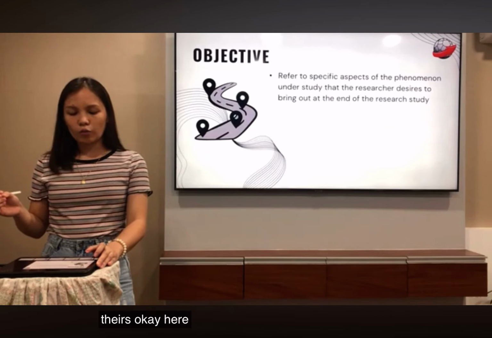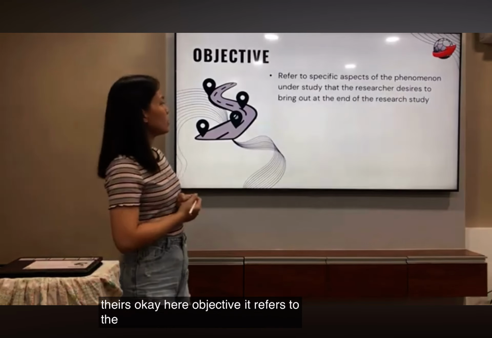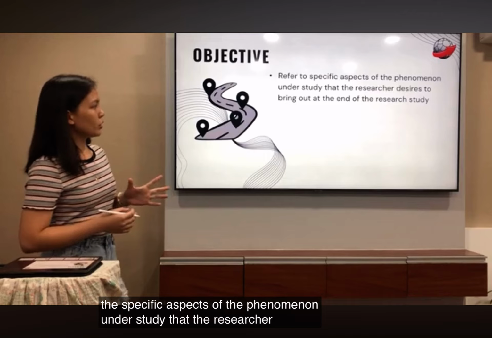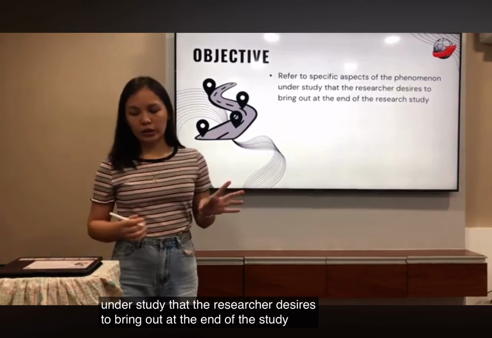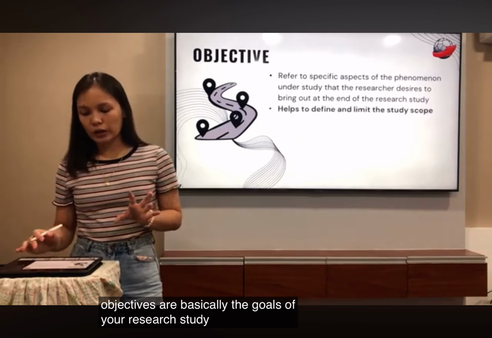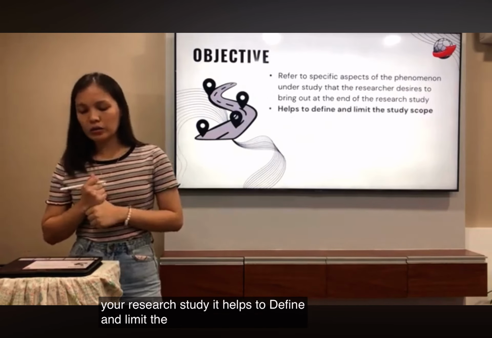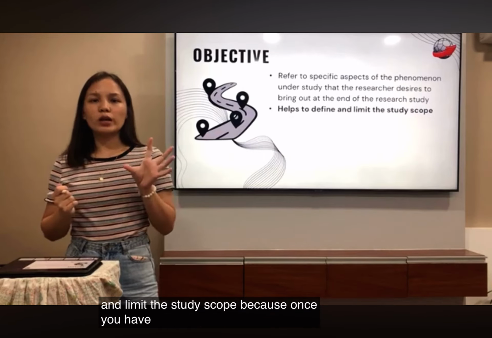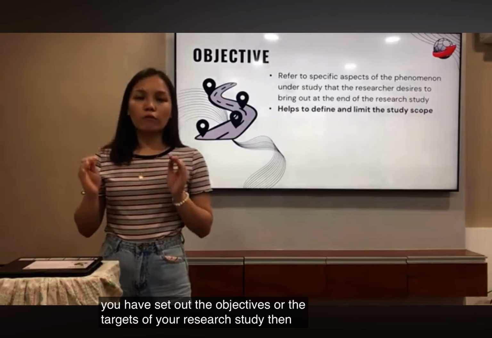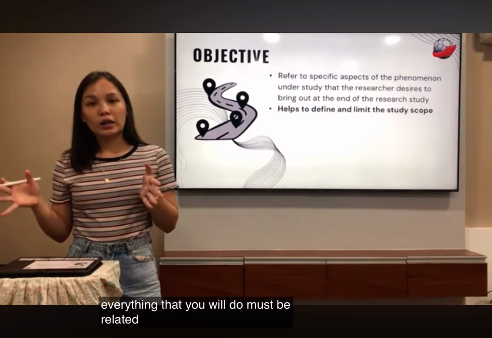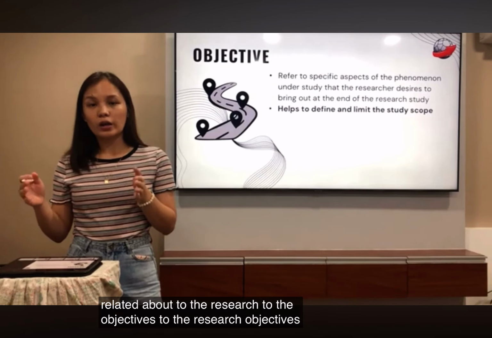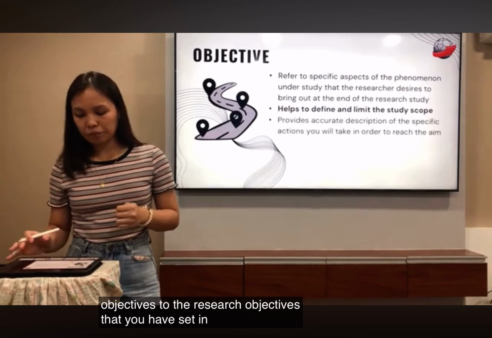Okay, here, objective. It refers to the specific aspects of the phenomenon under study that the researcher desires to bring out at the end of the study. So objectives are basically the goals of your research study. It helps to define and limit the study scope because once you have set out the objectives or the targets of your research study, then everything that you will do must be related to the research objectives that you have set in place.